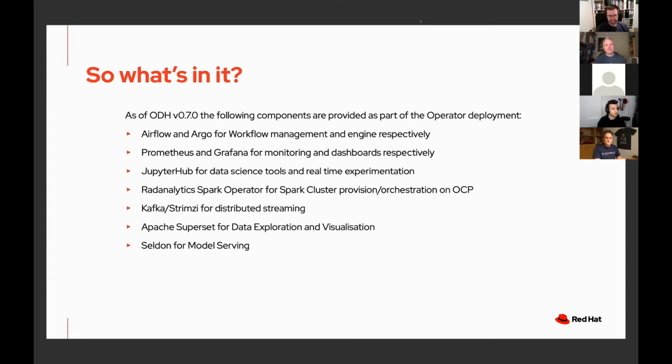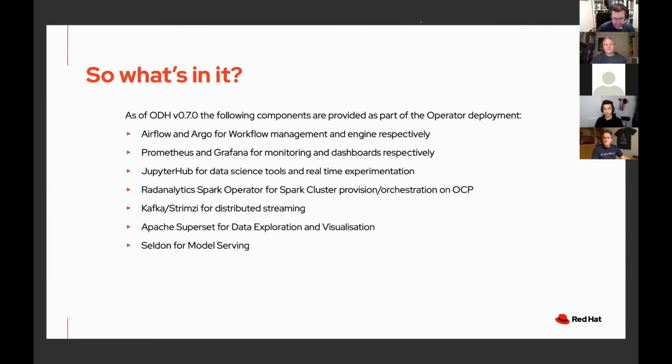So what's in it? Well, ODH is currently at 0.9.0, which got me today because there's a different installation mechanism, which took me a while to get around. But as of 0.7, it had Airflow and Argo for workflow management and engine. So that's basically building workflows of machine learning. It had Prometheus and Grafana as part of OpenDataHub, specifically to allow you to produce metrics based on what you are doing from a perspective of data science, as opposed to the metrics provided by the pods in OpenShift.